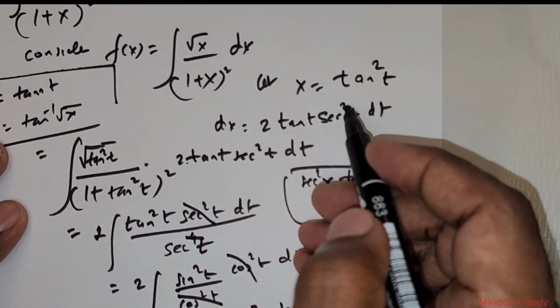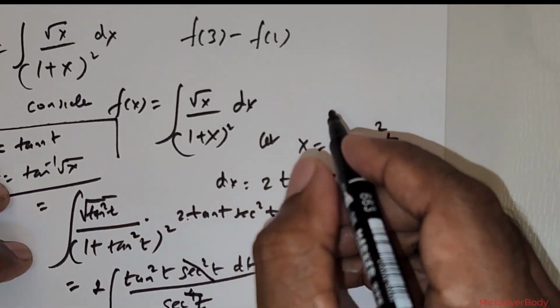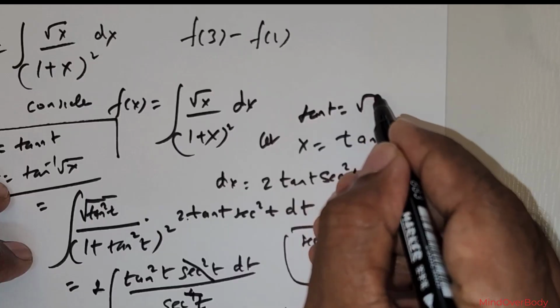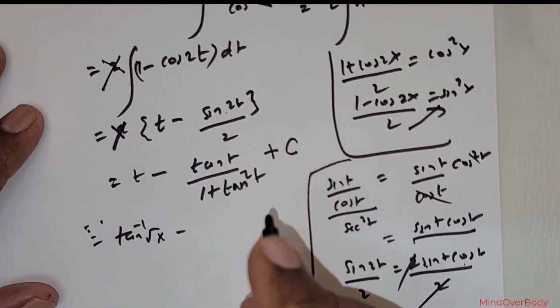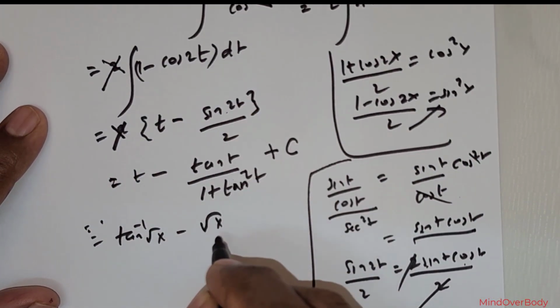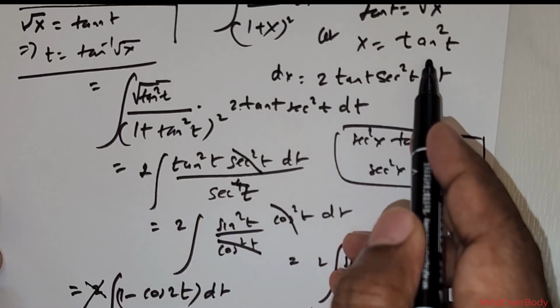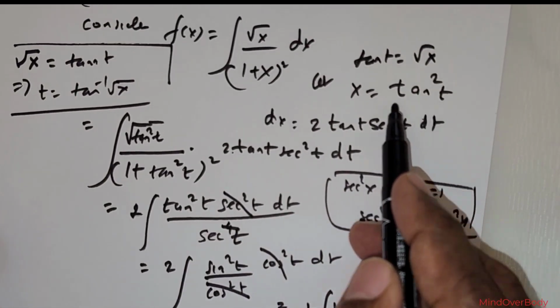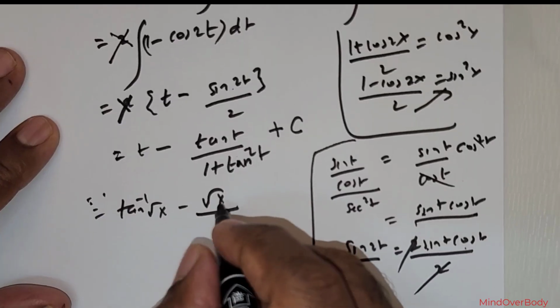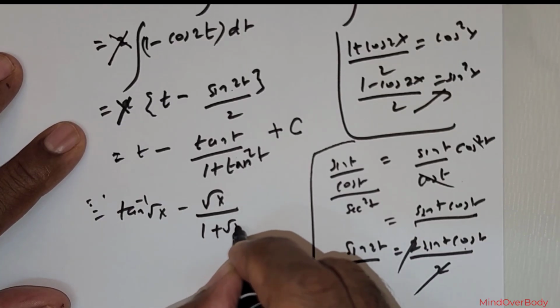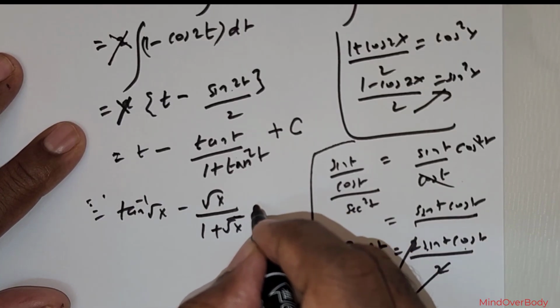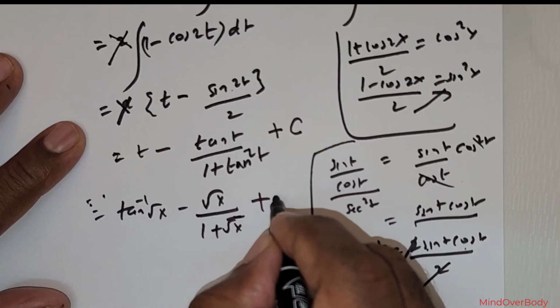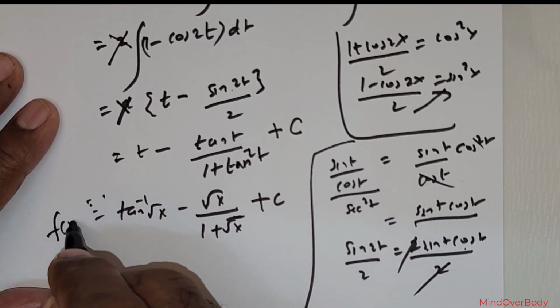Now x is equal to tan square t. So that means tan t is equal to root of x. So you have a root of x there. X is equal to tan square t. I hope you are watching it. X is equal to tan square t. So this is one positive root of x. Positive arbitrary constant. See, this is going to be my f of x.